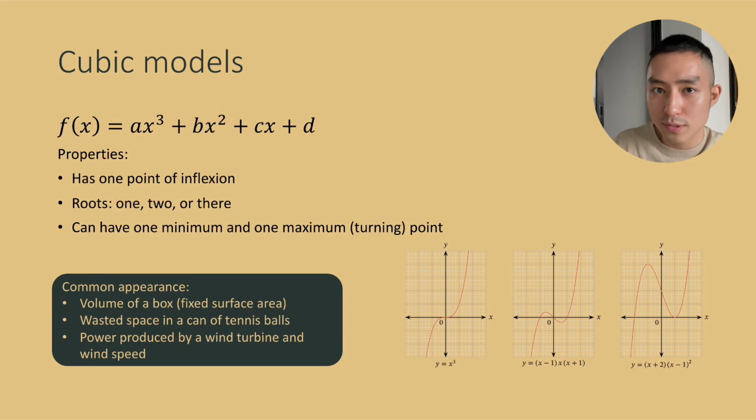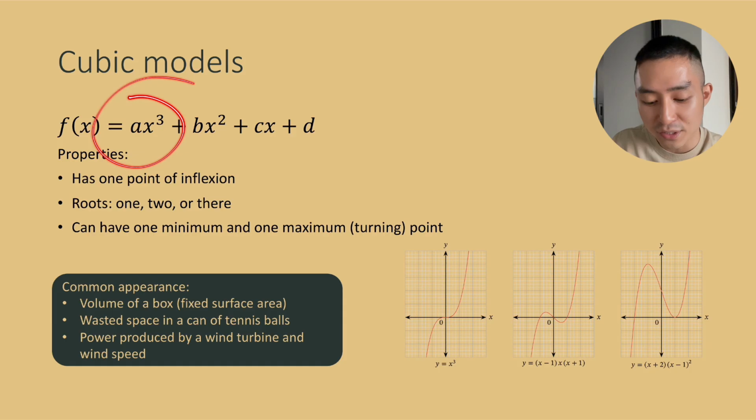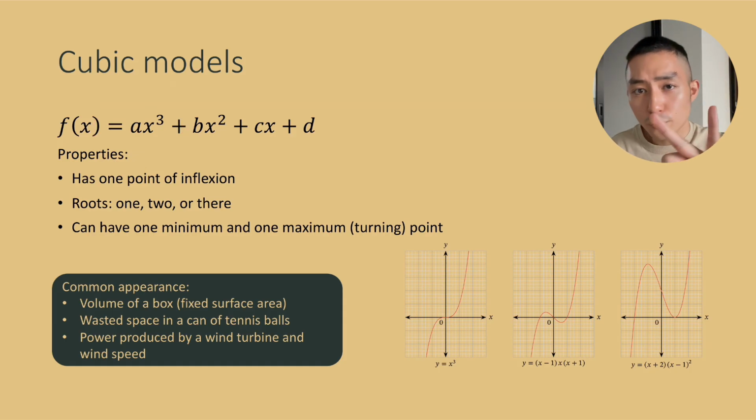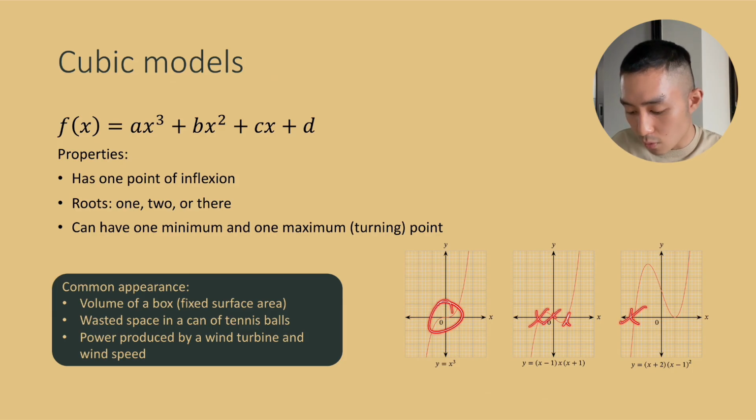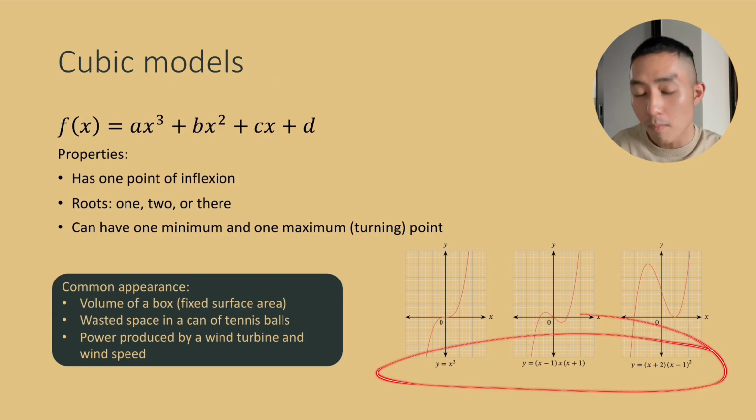So how about the roots? The roots can be up to the degree of polynomial. The degree of polynomial is 3, so it can be 1 root, 2 roots, or 3 roots. At this graph, we have 1 root. This graph, we have 3 roots. And at this graph, we have 2 roots. So it can be 1 root, 3 roots, or 2 roots, depending on the model that you have.